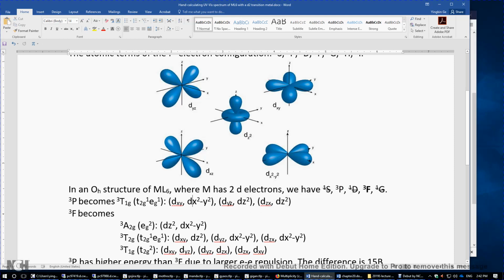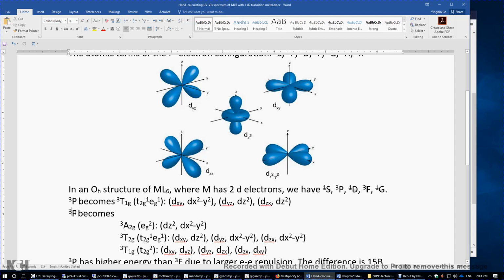So we have 3 possible arrangements for these 2 electrons, and they have something in common. These 2 orbitals are in the same plane, the xy plane. These 2 orbitals are also in the same plane, the yz plane. These 2 orbitals also are in the same plane, the xz plane. Therefore, when we look at these arrangements, they have larger repulsion than the other 7 arrangements we can have.